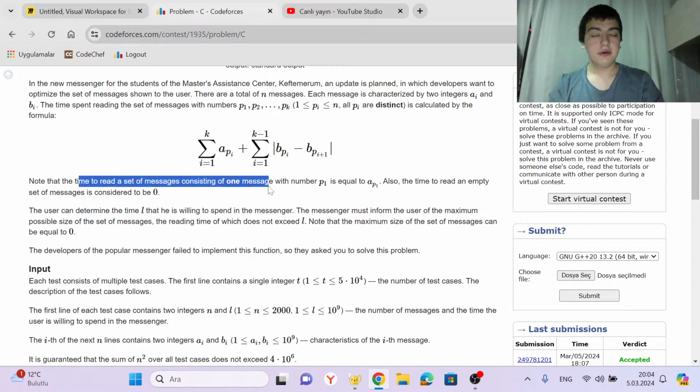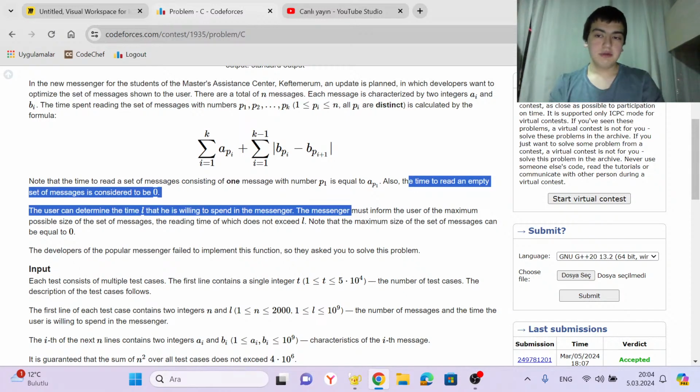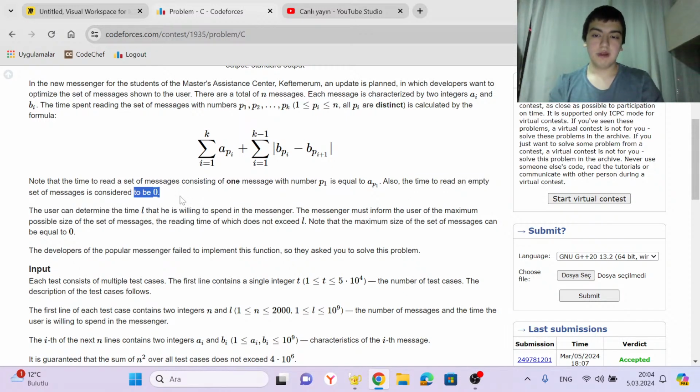If you read only one message, the message P1, your time will be A_{P1}, because the A term comes in and the difference term will be 0. So it will be totally A_{P1}. If you read 0 messages, your time will be 0.